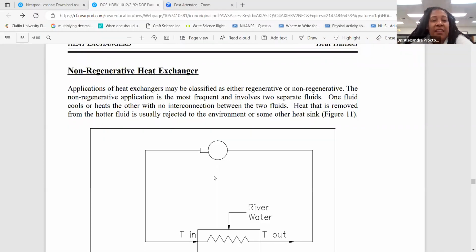Applications of heat exchangers are classified as either regenerative or non-regenerative. The non-regenerative is the most frequently used design, and it involves two separate fluids. One fluid cools or heats the other, with no interconnection between the two fluids. Heat is then removed from the hotter fluid and usually rejected to the environment or some sort of heat sink.